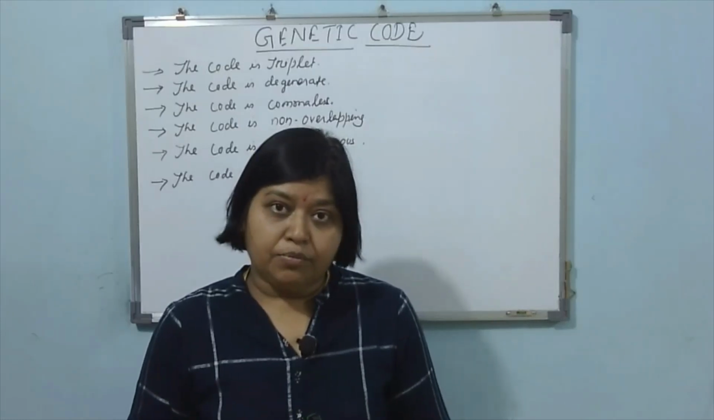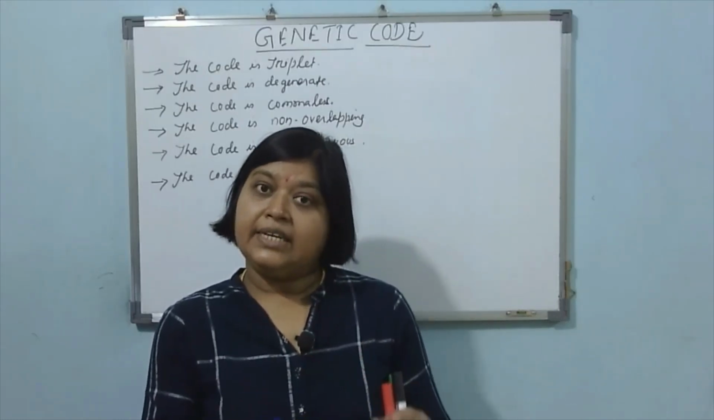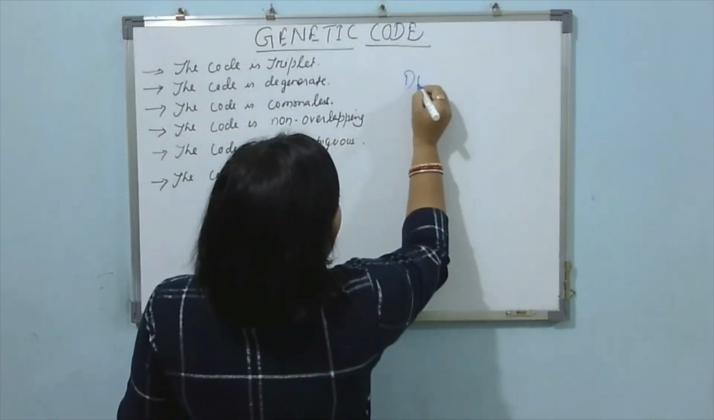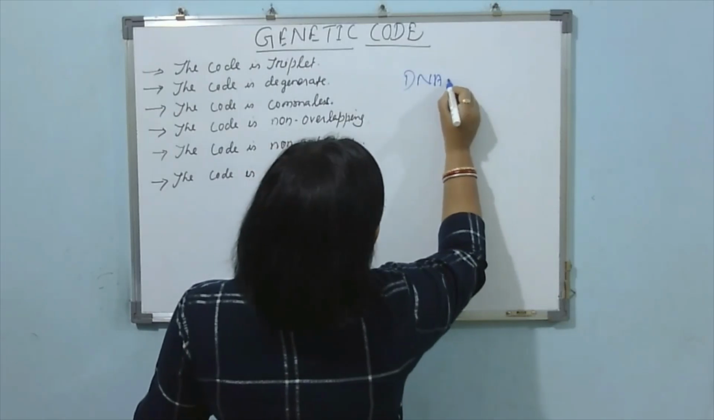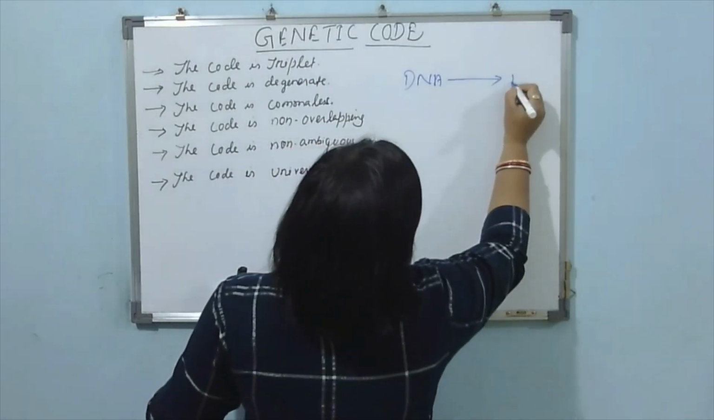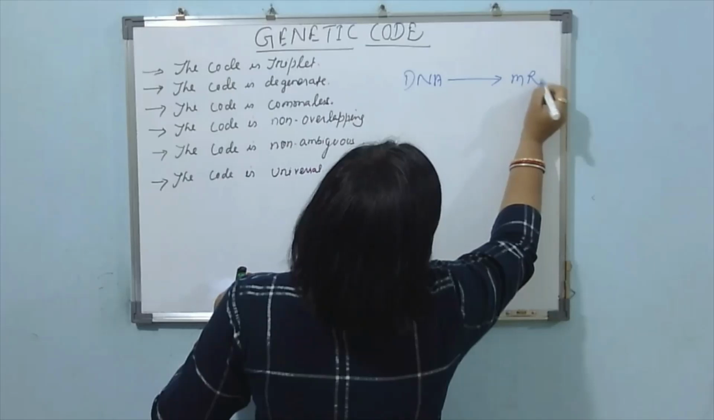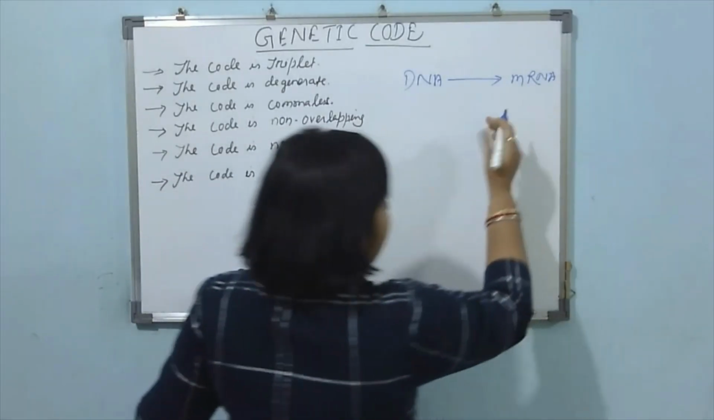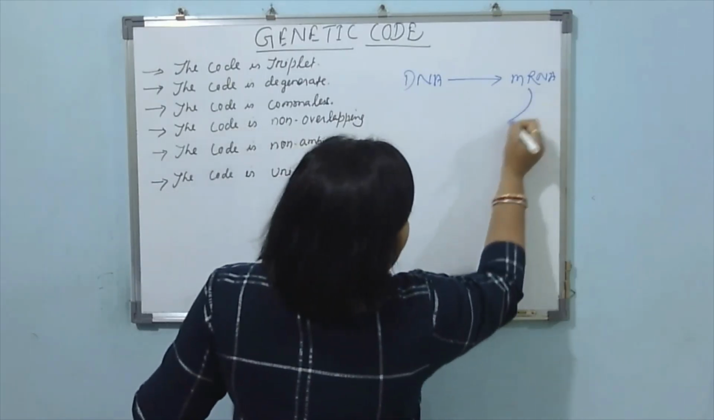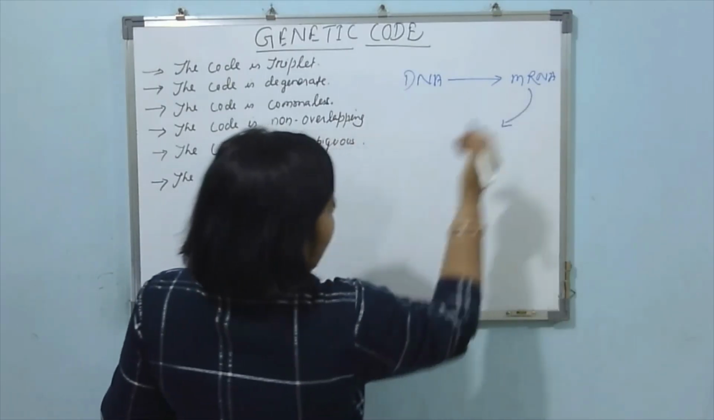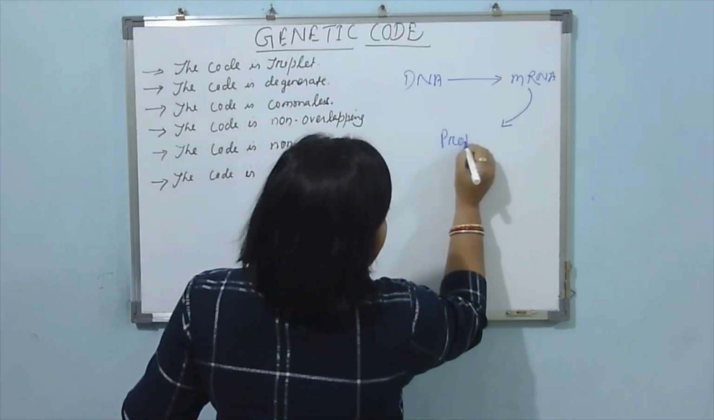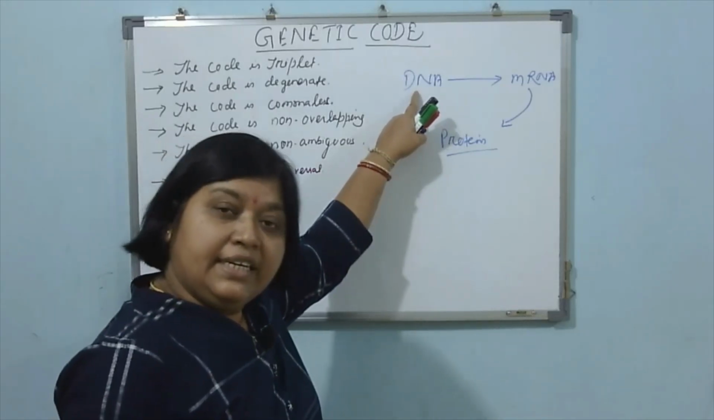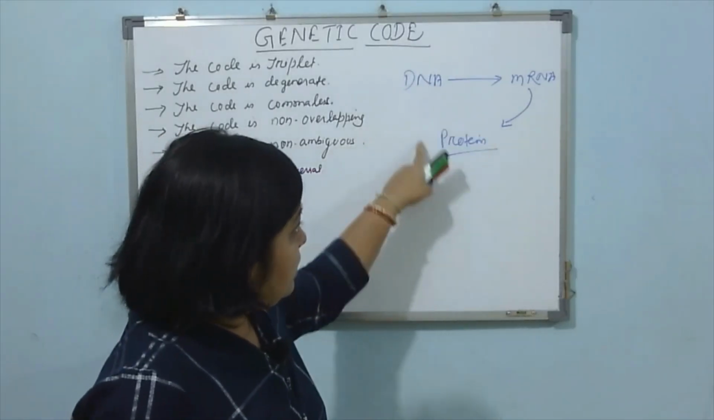During the transcription process, whatever information is present in DNA will get transcribed to mRNA. So during transcription, from DNA, mRNA will get synthesized by using one strand of DNA, and from mRNA protein will get synthesized. Whatever information is present in DNA will be expressed through this protein.